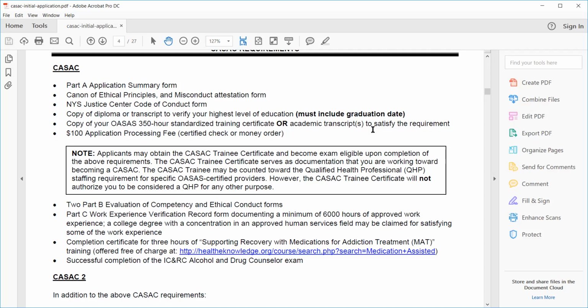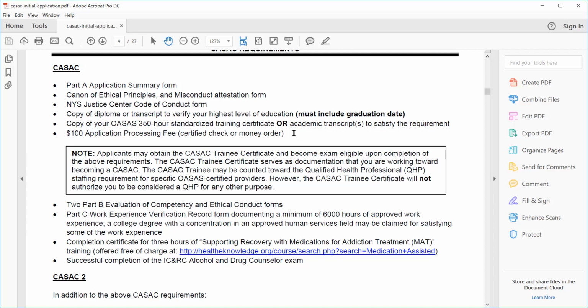So you're going to get two things after graduation that are very important to get to OASAS. One is your diploma, if you are here for your associate's degree. The other one is this 350-hour standardized training certificate. Once you have graduated, give us usually 4 to 5 weeks. We will have that out within 4 to 5 weeks after your graduation date, because we do need to go through each and every record and make sure that everything is met.